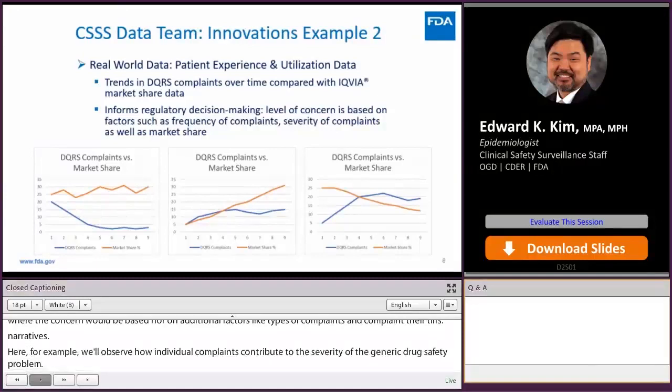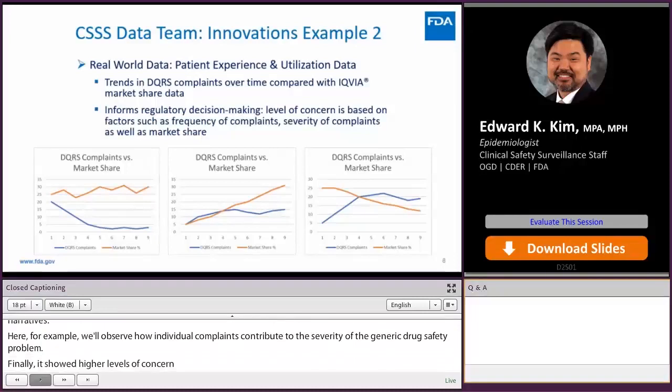Here, complaints for a product increase despite relative decreases in its market share. And with all other variables being equal, the case for regulatory decision-making in this scenario becomes clearer.